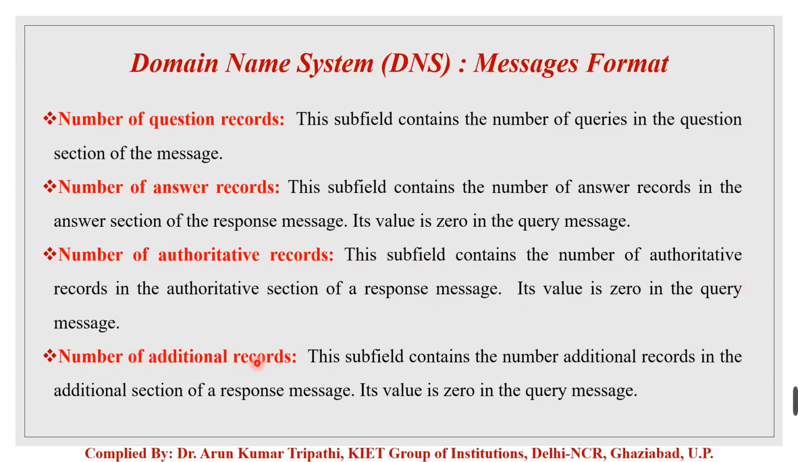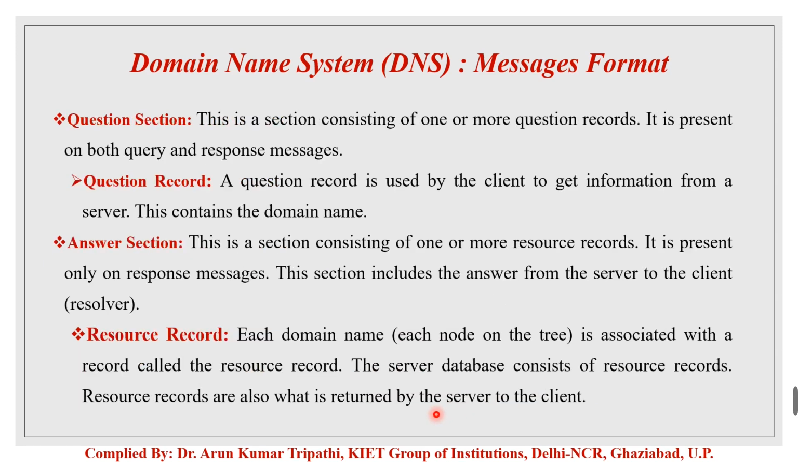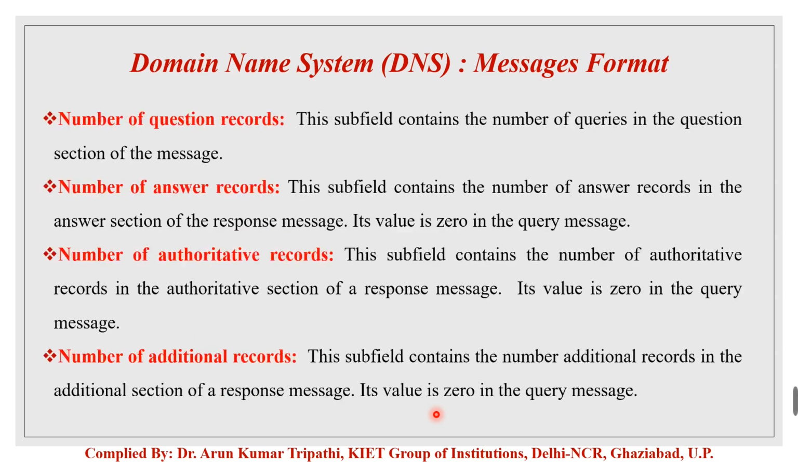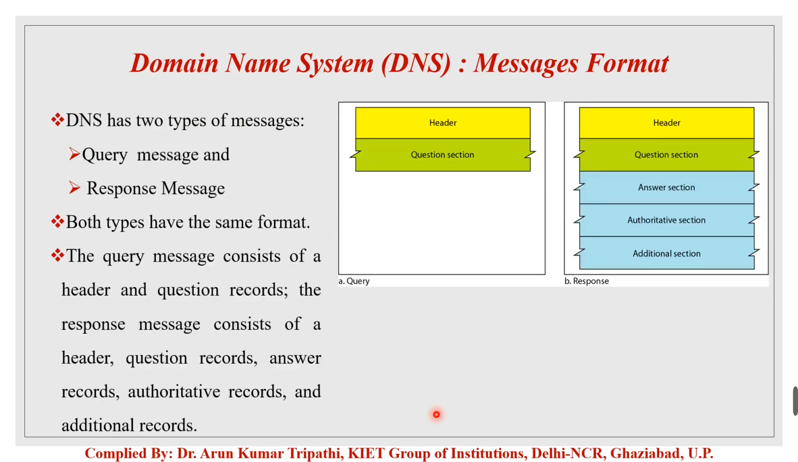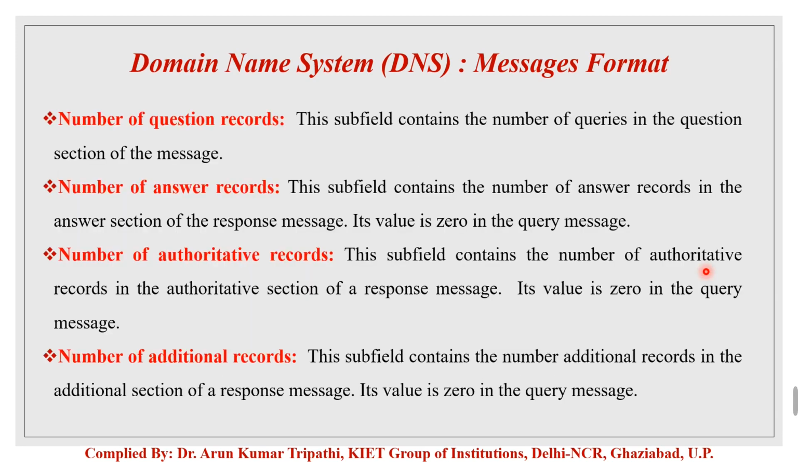Similarly, the additional records field is present in the response message, while in the query message it contains the value 0. Now we are discussing the rest of the fields of the response and query messages. Till yet we have discussed only the header. Now the question section, answer section, authoritative section and additional section we will discuss.